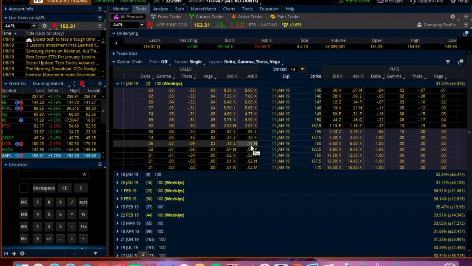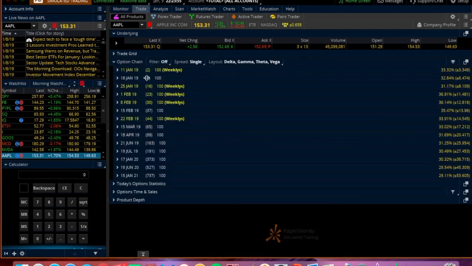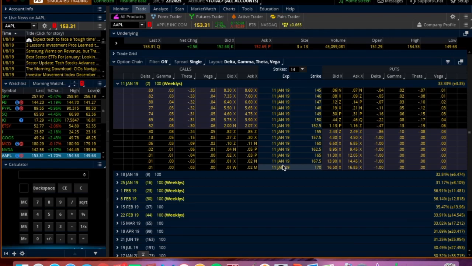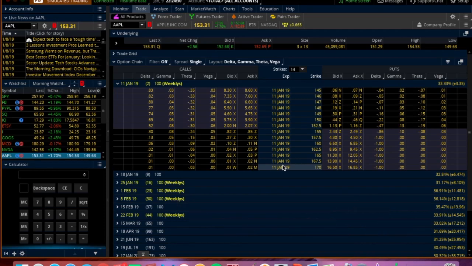Now another concept that's very important is the expiration date. Every date that you see here, January 11th, January 18th, January 25th, February 1st, February 8th, are going to be expiration dates. For most companies that actually have option contracts, the expiration date is going to be on every single Friday. So in particular, this Friday is January 11th, then January 18th, 25th, the 1st, the 8th of February, 15th, and it goes on. The expiration date is very important because it is the precise date that the option contract actually terminates.